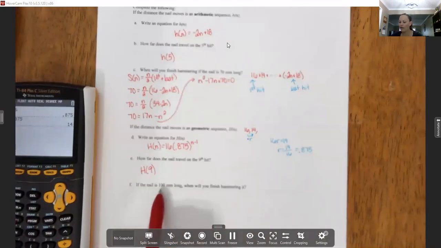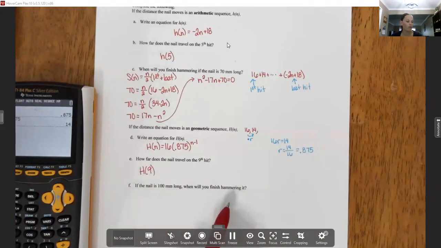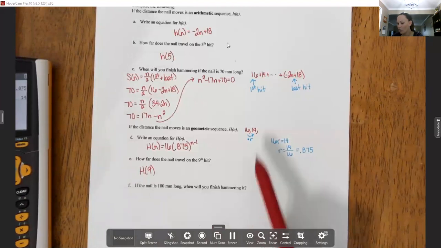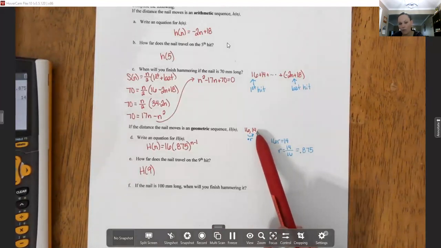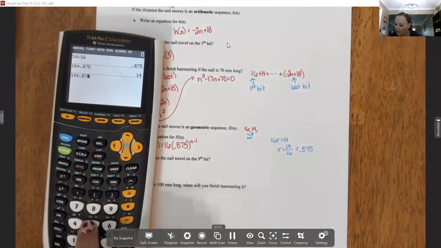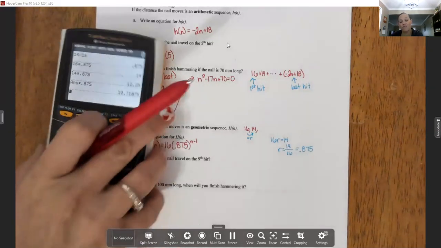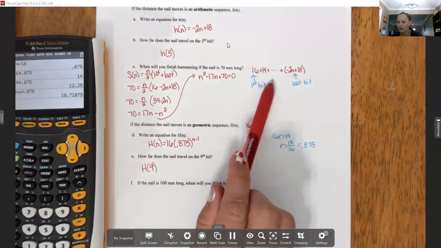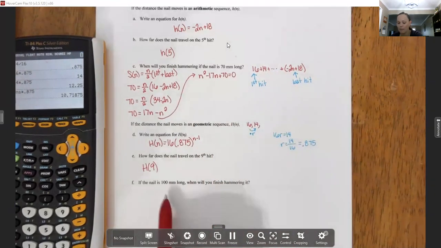And now it's saying, okay, what if the nail is 100 millimeters long? When will you finish hammering it? So same idea. We could write out this sequence by multiplying by 0.875. And you'll see, so 14 times 0.875, we get 12.25 times 0.875. Our decimals get longer and they become uglier numbers. So this one is a lot more work to kind of write it out. You could have easily done it here because it's just going down by 2 every time.